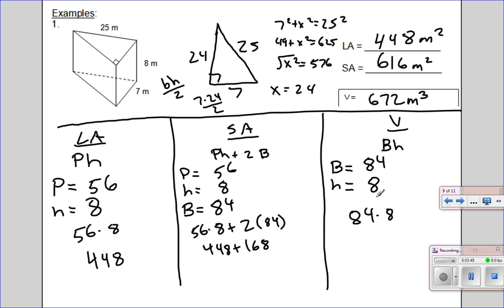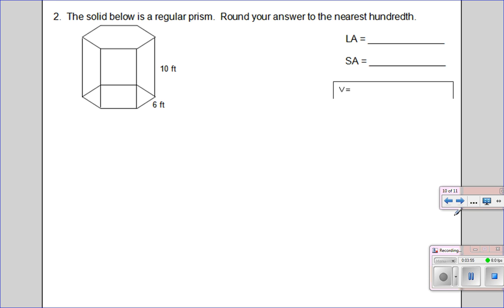So it's pretty simple as long as you list the variables and solve for each of them. All right, so here we have a regular prism that we're going to be solving for. I want you to pause the video, set up your chart, and see if you can solve this one on your own. All right, let's see how you did. So we're going to go ahead and draw a chart.